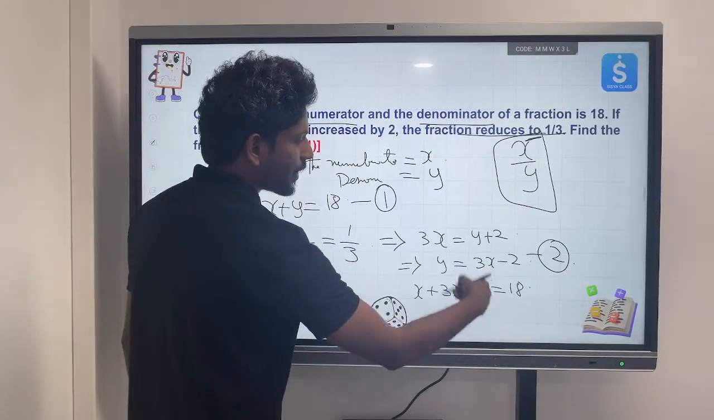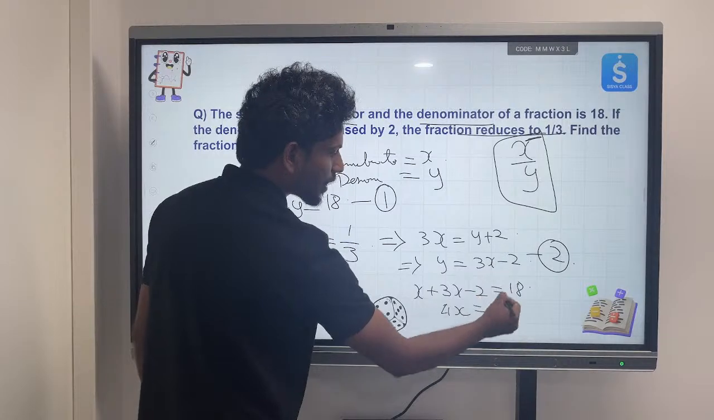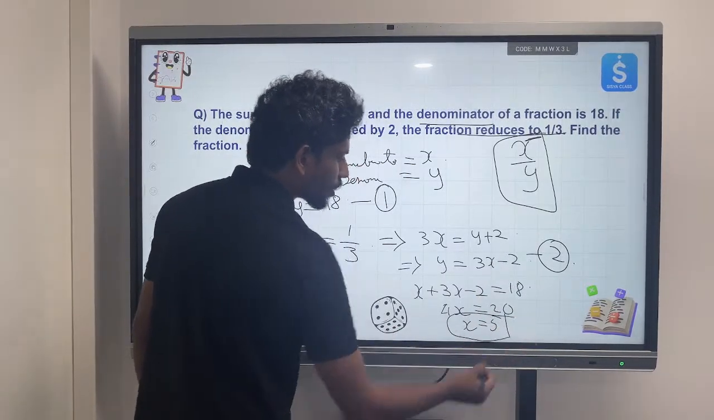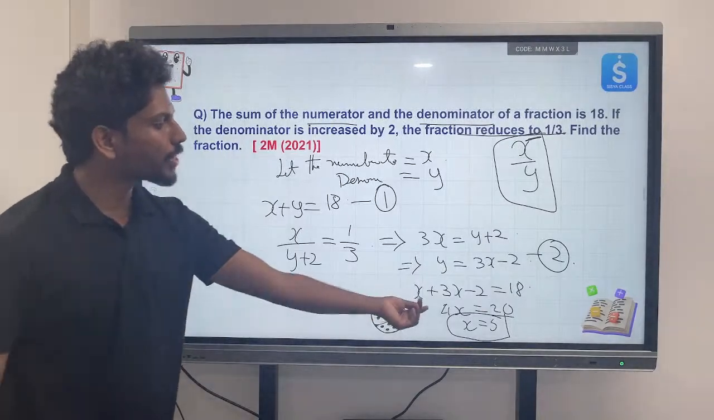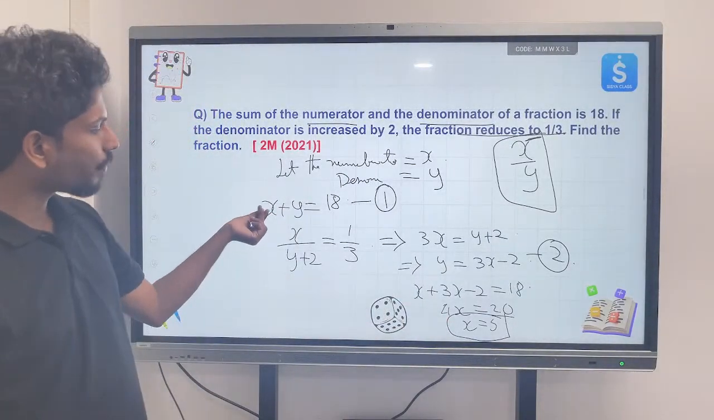So just send the 2 on that side. What is x plus 3x? That is 4x. 18 plus 2 is 20. x is equal to 20 by 4, which is 5. So you got the x value to be how much? 5. Once you got the x value, substitute in any one of the equations, in place of x substitute here.